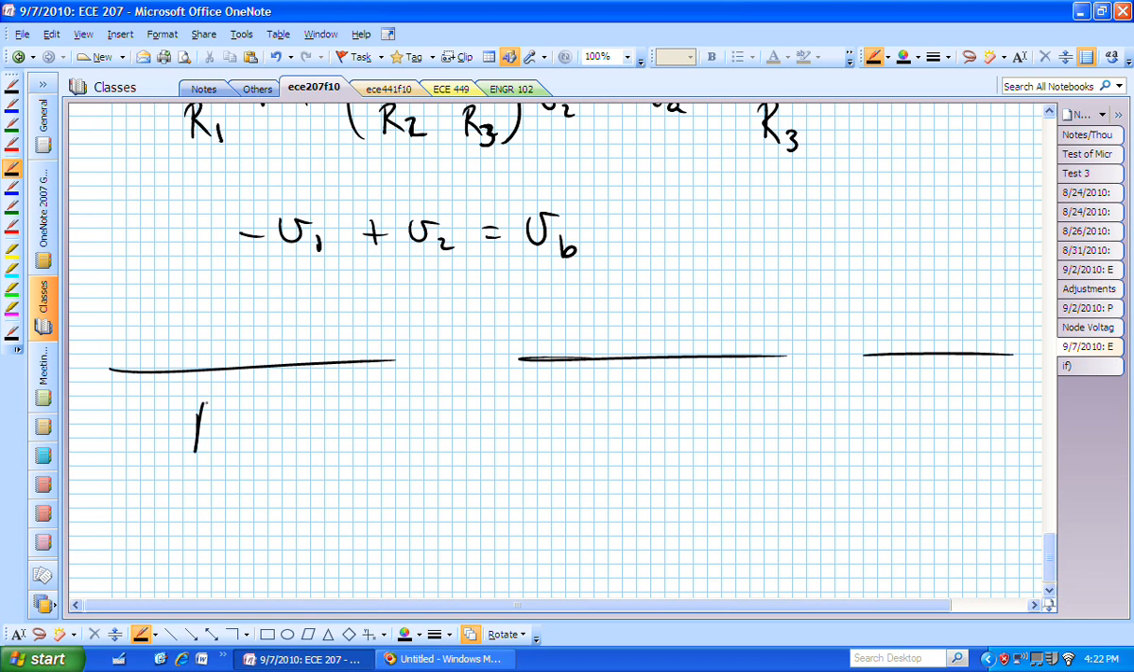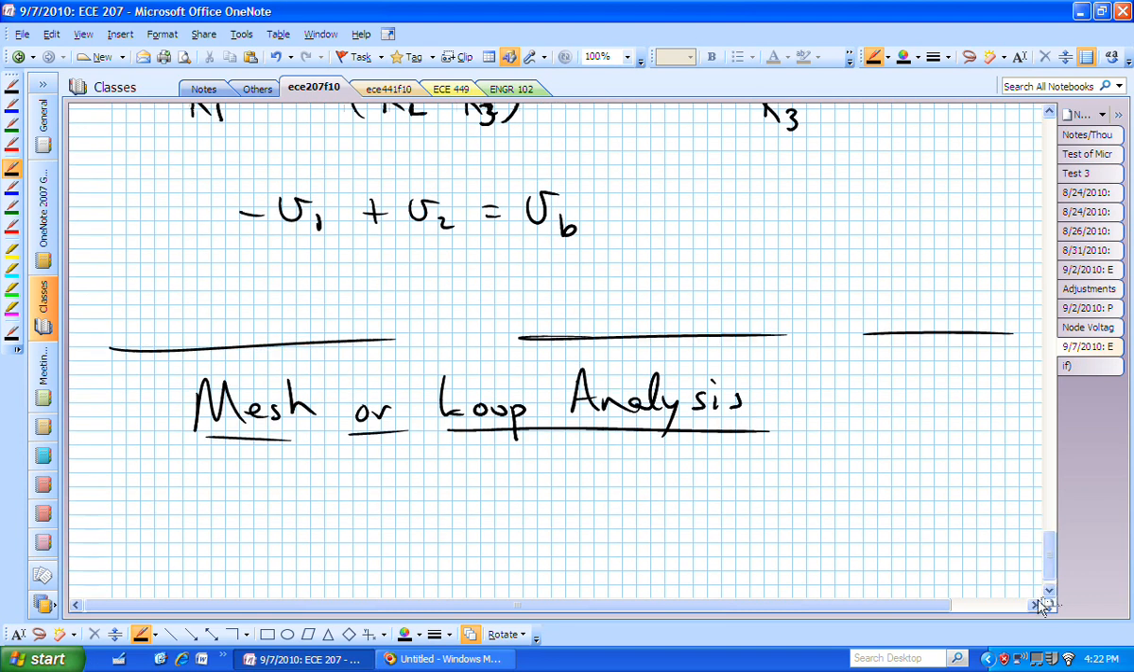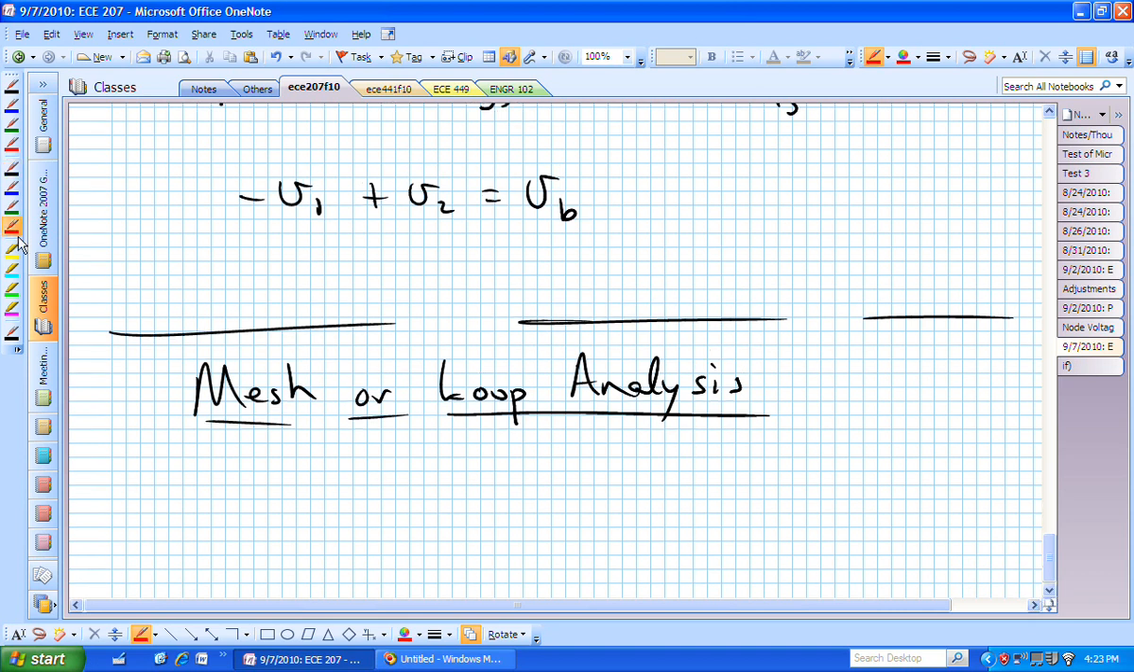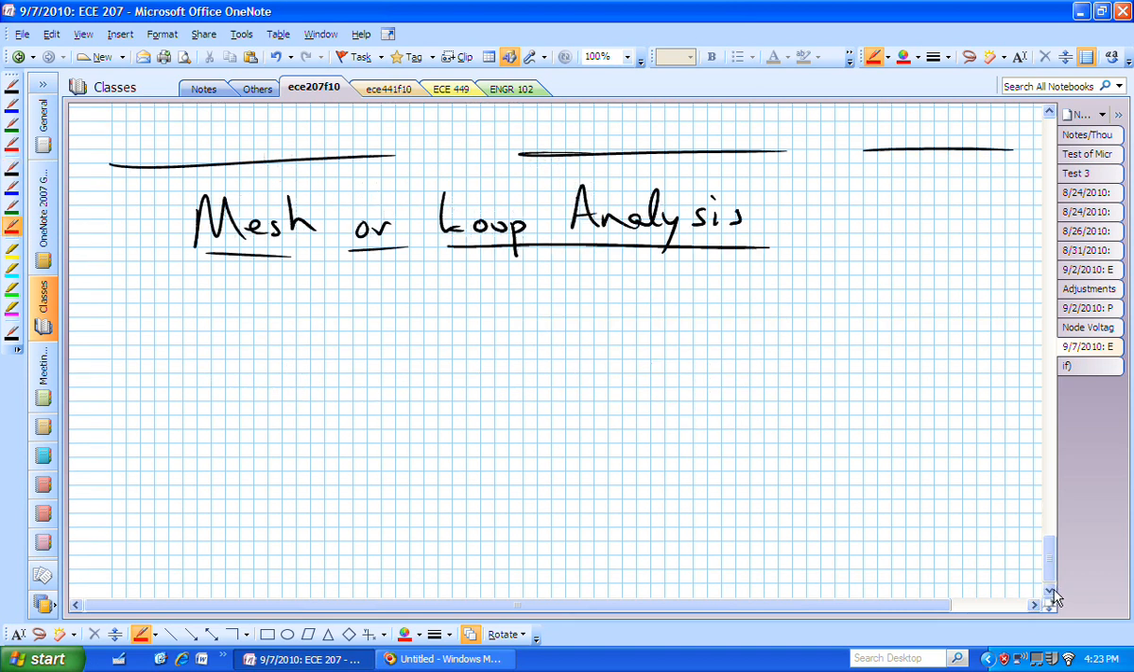There's nodal analysis. Let's now talk about the next analysis technique, which is mesh or loop analysis. I had no constraints on node voltage analysis. With mesh analysis, I actually have a constraint. This doesn't work for all circuits. This works for planar networks.